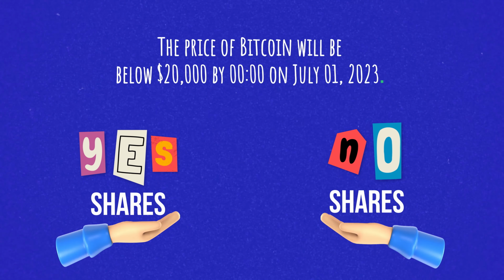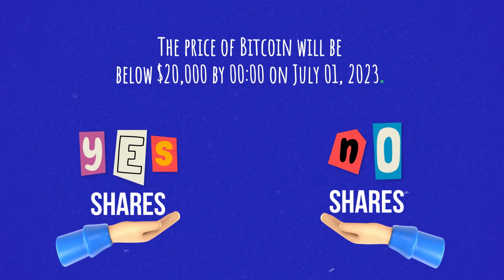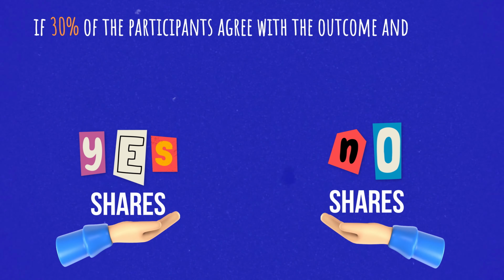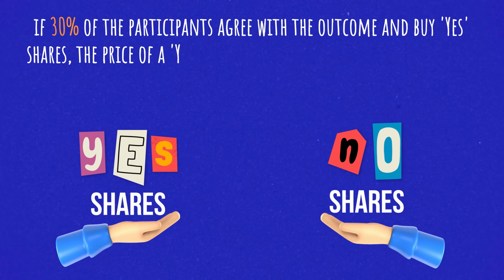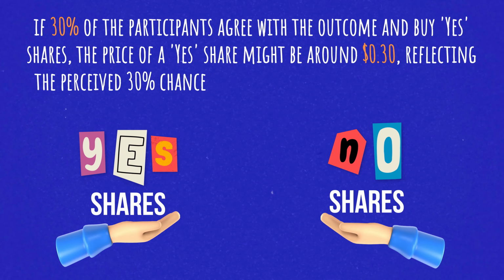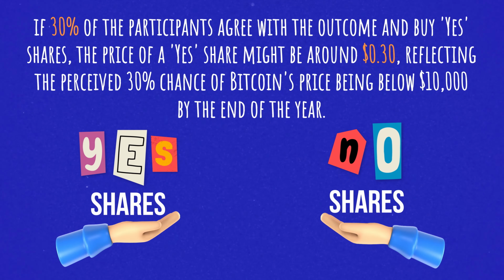And the price of each share depends on the ratio of participants on each side. For a simplified example, if 30% of the participants agree with the outcome and buy yes shares, the price of a yes share might be around 30 cents, reflecting the perceived 30% chance of Bitcoin's price being below $10,000 by the end of the year.